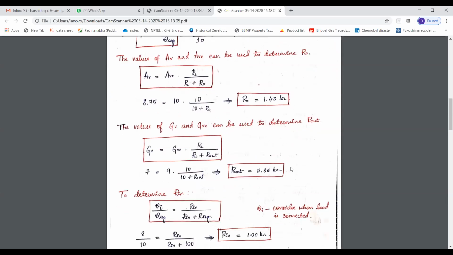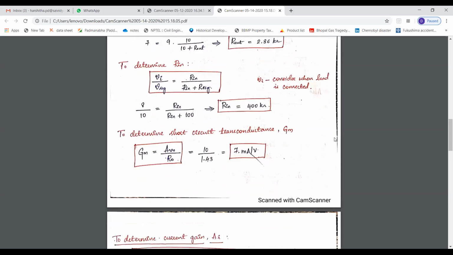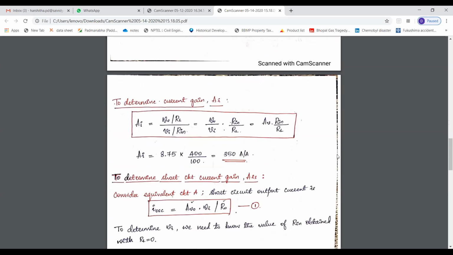And now after this I know Gv and Gv0 both. So from this formula I'll calculate Rout. Next, I'll calculate Rin from this voltage divider rule. After applying this rule, I'll get this particular equation, and by substituting the known values, the only unknown will be Rin alone. So Rin will be found out from this equation. And next, we have left to find out the short circuit transconductance, and then current gain Ai.